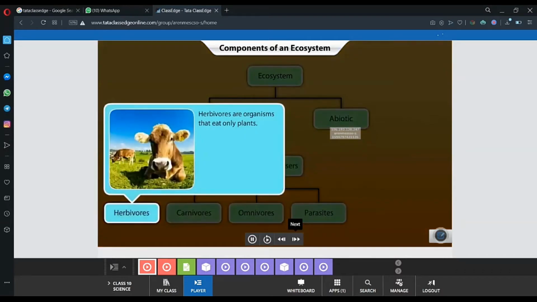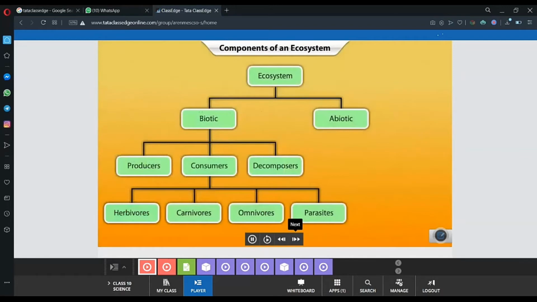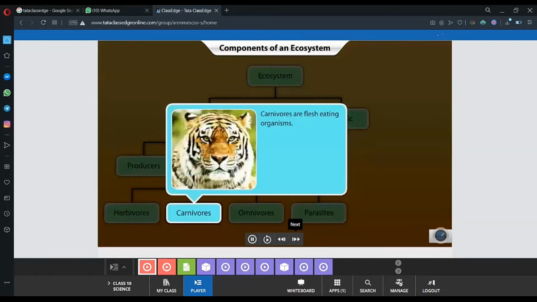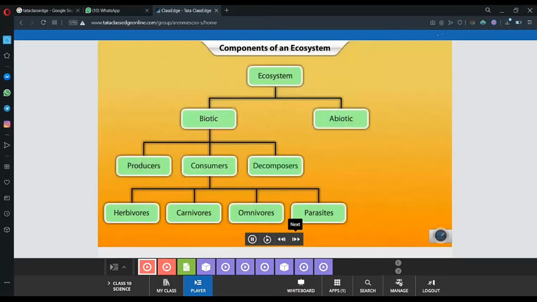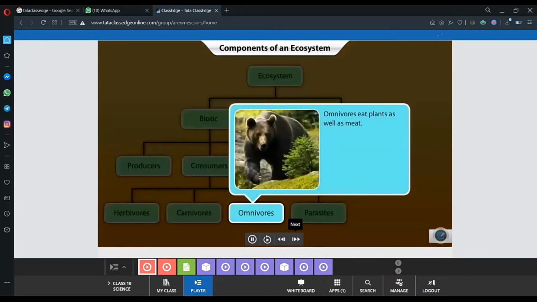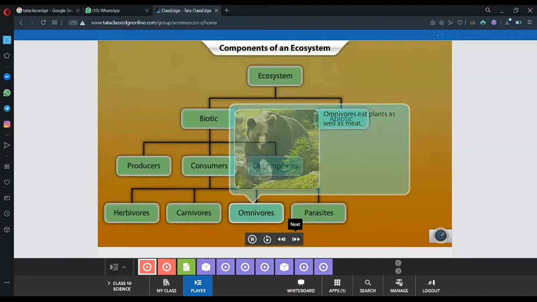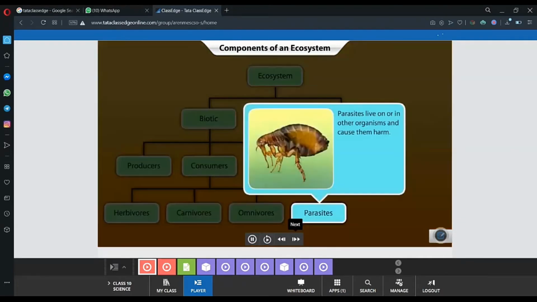Herbivores are organisms that eat only plants. Carnivores are flesh-eating organisms. Omnivores are organisms that eat plants as well as meat. Parasites are organisms that live on or in other organisms. They derive nutrients from the organism and hence cause it harm.